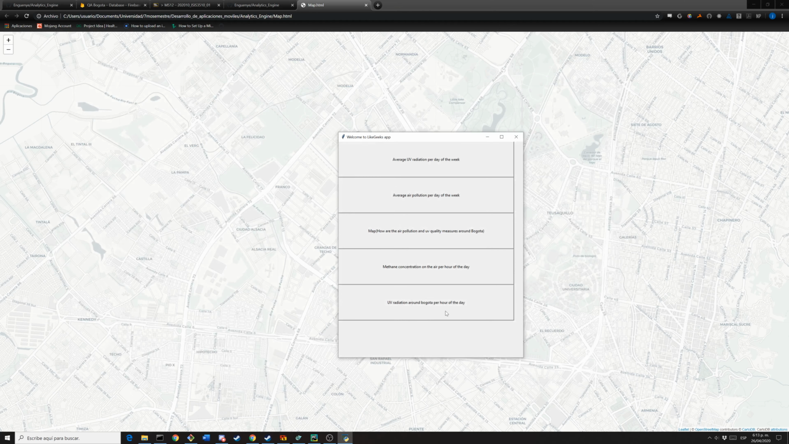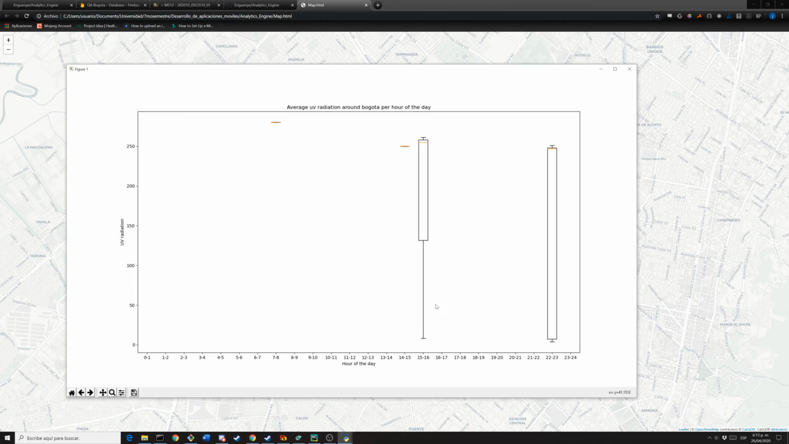Finally, we have the same for UV radiation, and this tells us the average UV radiation per hour of the day. So for example, from 3 to 4 p.m., this was the average UV radiation, and this is how the data was distributed.